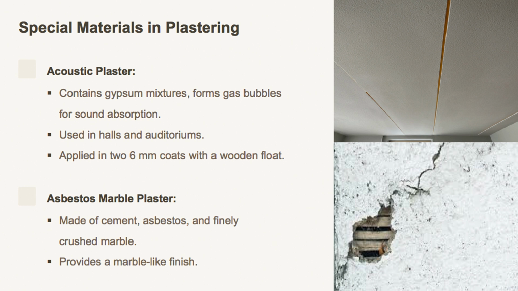Next, there is asbestos marble plaster. Crafted from a mixture of cement, asbestos and finely crushed marble, this blend imparts a luxurious marble-like finish, enhancing the aesthetic appeal of plastered surface. Then for specialized environments such as X-ray rooms, barium plaster is employed. Made from cement, sand and barium sulfate, this plaster helps protect individuals working in these areas.